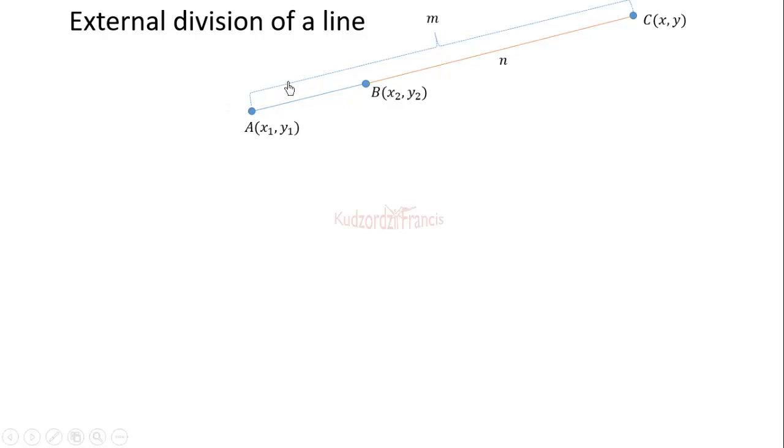So this time the line segment AB and the point C that divides this line segment is not within the interval A to B, but outside in the ratio m is to n. So this time the m is from A to C and the n is from B to C.